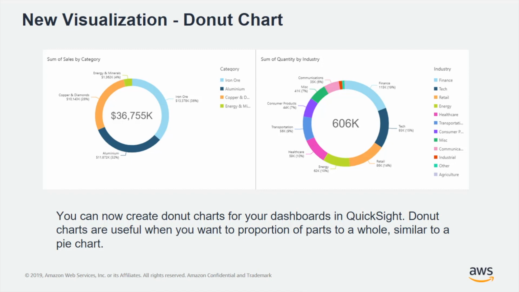In addition to the gauge chart, we've also added a new visualization called a donut chart in this release. Donut charts are very good for showing the contributions of individual parts to the whole, very similar to how you would use a pie chart or a stacked bar chart. It in fact looks very similar to a pie chart, just aesthetically a little bit different, and it also includes the ability to include the total in the middle of the donut that we see here. So let's jump over to QuickSight and see how we build a donut chart.